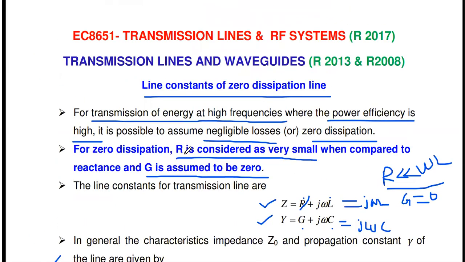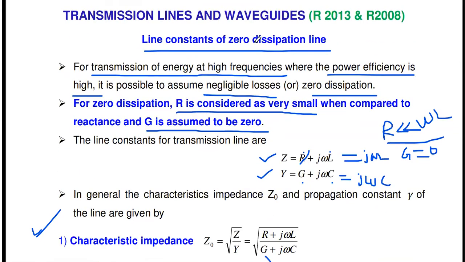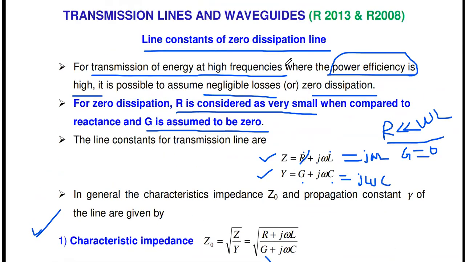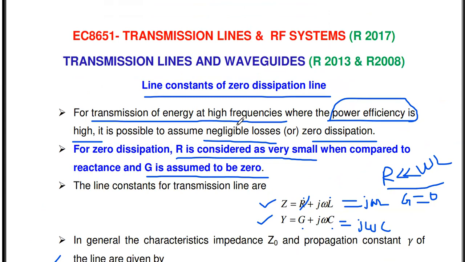Okay, so simply we will recall what is meant by zero dissipation line. The transmission line with no power dissipation. No power dissipation means the power efficiency is very high. In order to transmit the high frequency signal, we must have a transmission line with high power efficiency. High power efficiency means that the transmission line has zero dissipation, so that line is called a zero dissipation line.